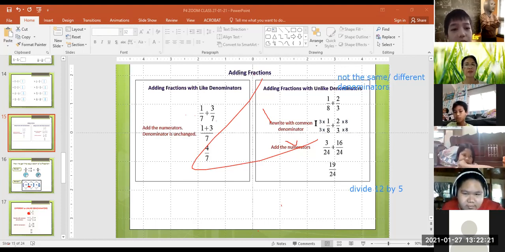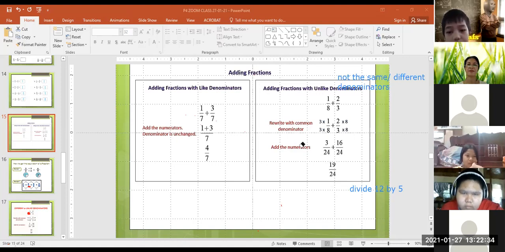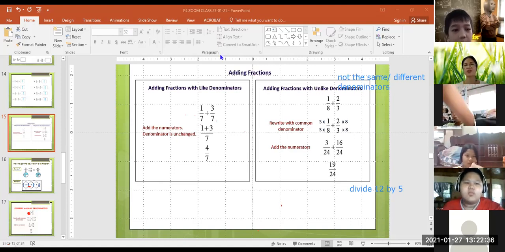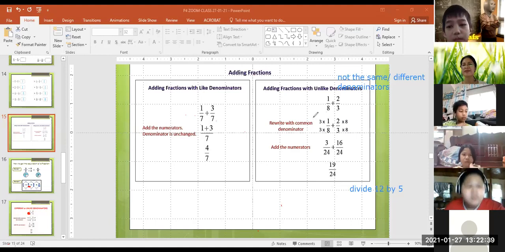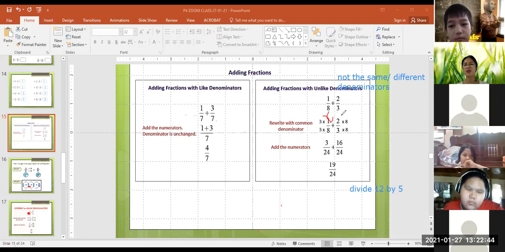So we are going to rewrite. So 1/8 plus 2/3 would be answered like this. We will copy the 1/8 here and also the 2/3 there. And then you will have to get the equivalent fraction. Why? So that we come up with 24 and 24.